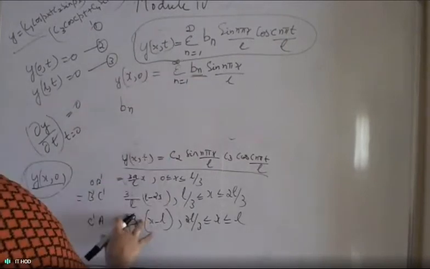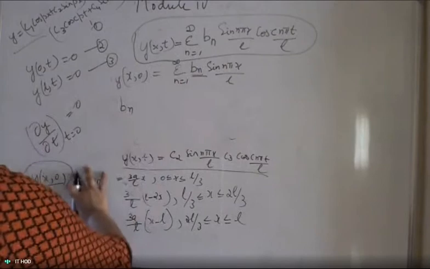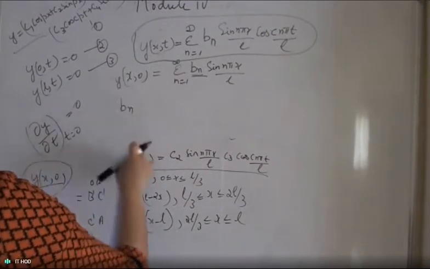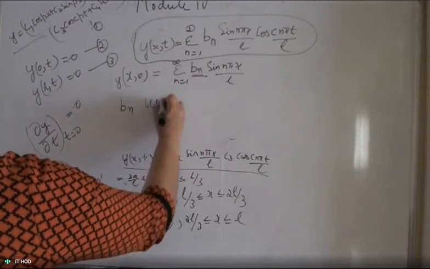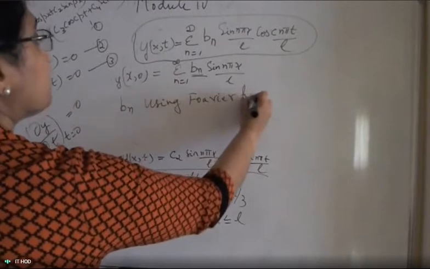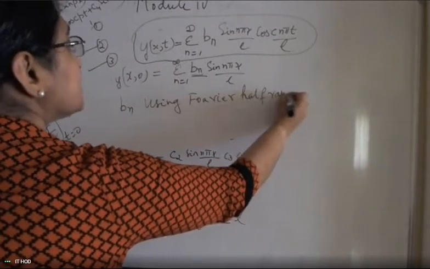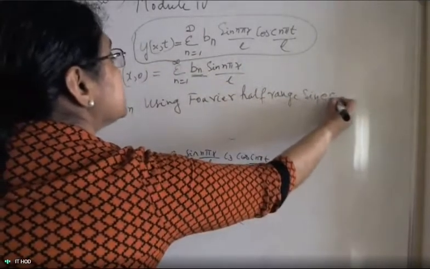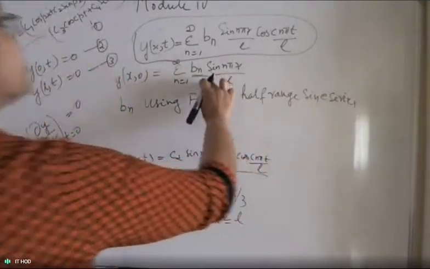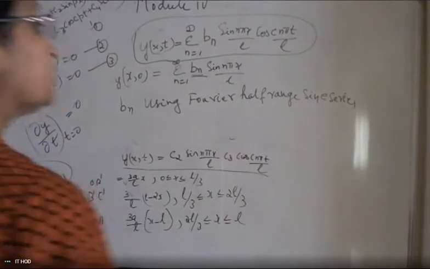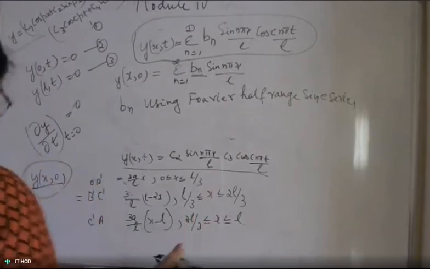Since this is equal to this, using this f of x, we are going to find Bn using the Fourier half range sine series, because we have sine here. If it is cos, you have to use the cos series. So can you tell me what is the formula for that sine series? Do you have any idea?